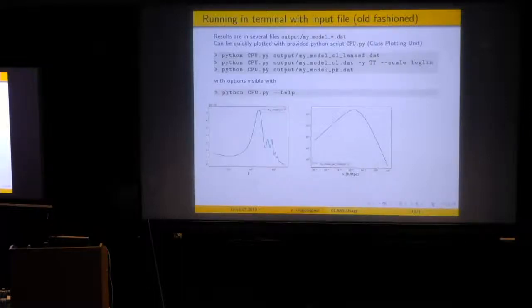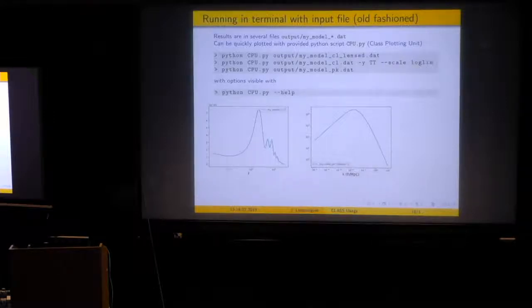With --scale, you can make the plot log-lin. There are lots of options. There is even an option called george, --scale george, because George Efstathiou is a fan of having first linear and then log. So you can have this automatically. You can look at these options, and this is when I'm in a hurry, I don't have time to write a Python script, but I want very quickly to check something. I use cpu.py.